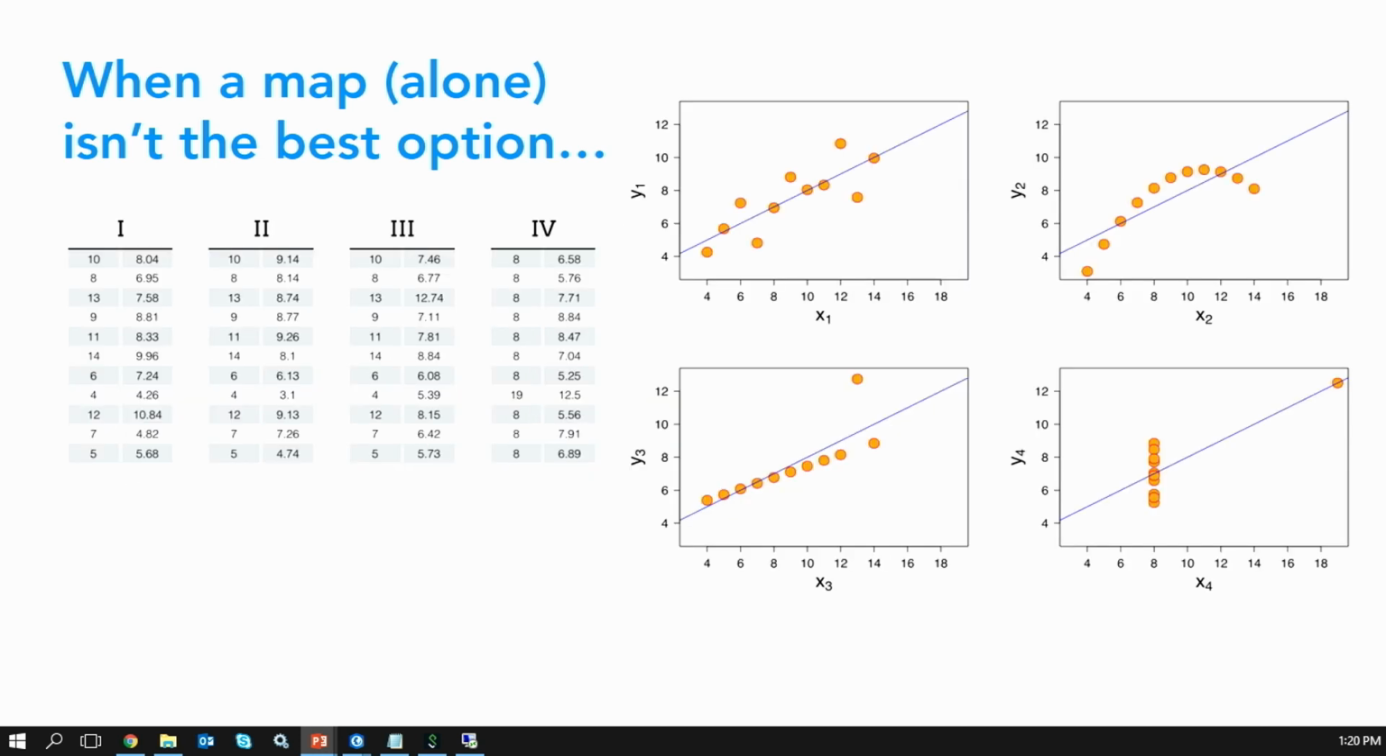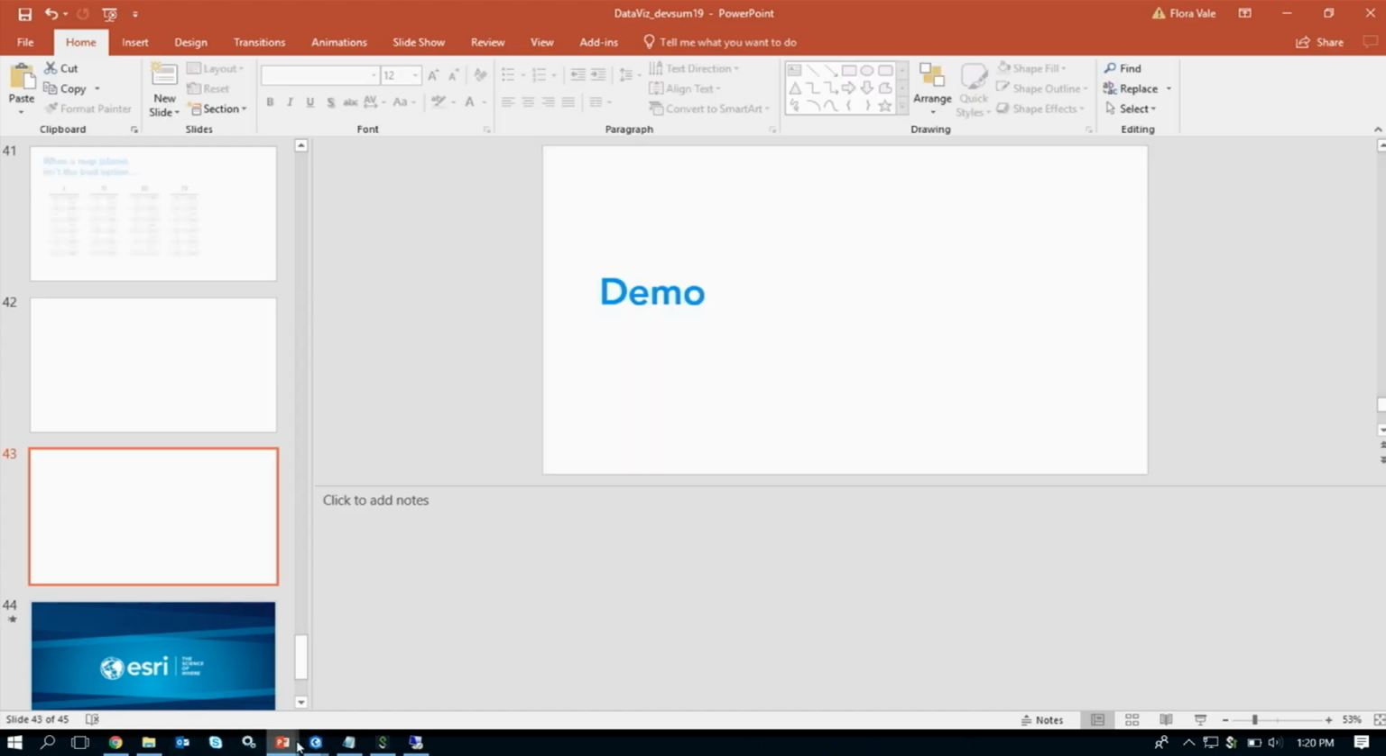But if we visualize them using scatter plots, we can see that they're all actually quite different. Some are linear, some are very skewed by one outlier, some have more of a curvature shape. So again, it's important to visualize your data to really understand what's going on there. So let me jump into Pro and show you a little bit of this in action.